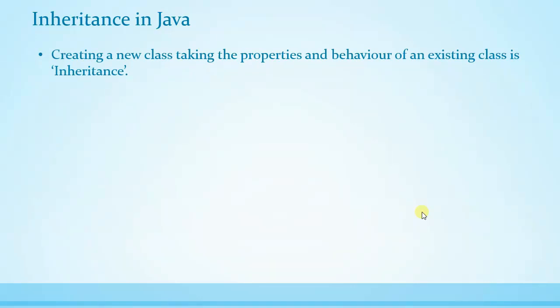Creating a new class, taking the properties and behavior of an existing class is called inheritance. The new class can have its own state and behavior. That means when you derive a new class from the existing class, it will also have the state and behavior of the base class. So what properties and behavior you get in the derived class depends on the access specifiers.